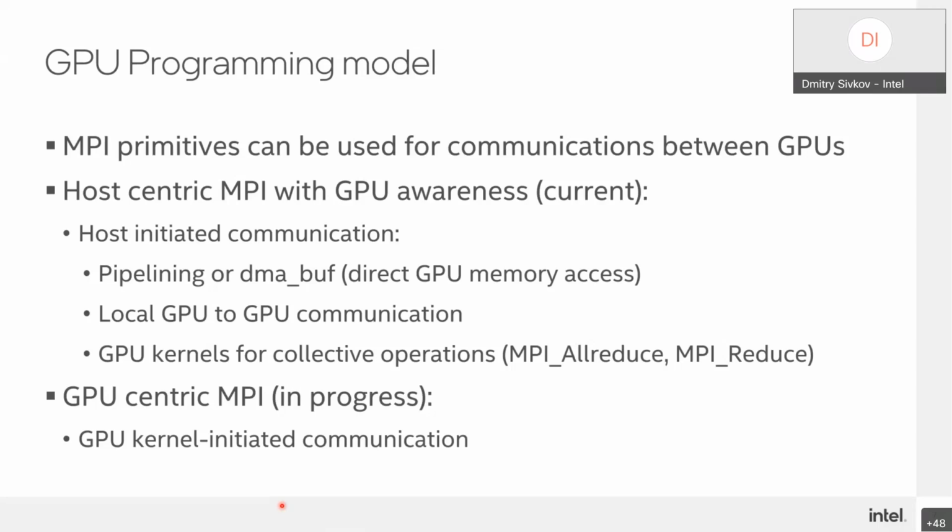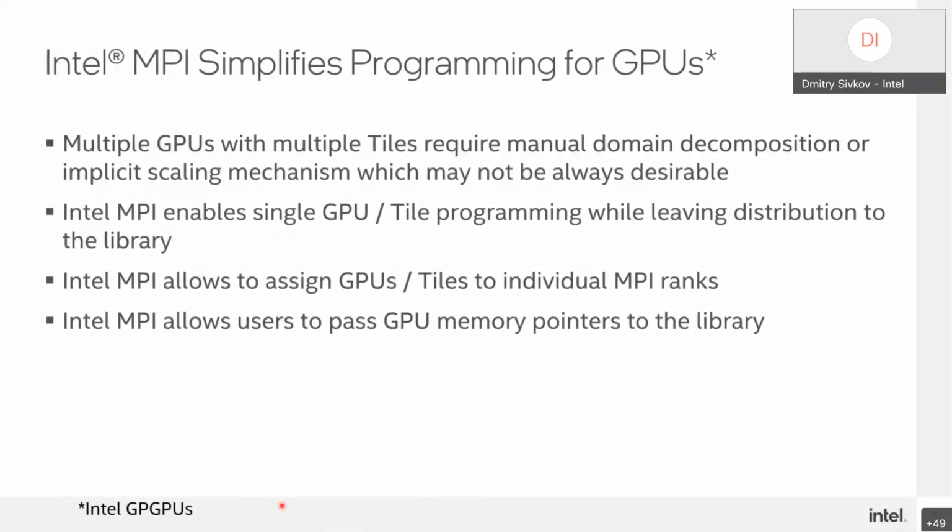Here the host initiates communications, but the host knows where the MPI buffer is located. So the host initiates communication, and it can use GPU memory, and it knows whether buffers are located in host memory or in GPU memory. The next level is GPU-centric MPI, when GPU kernels can initiate communication. It is in progress for Intel MPI, so stay in touch, and we will announce it.